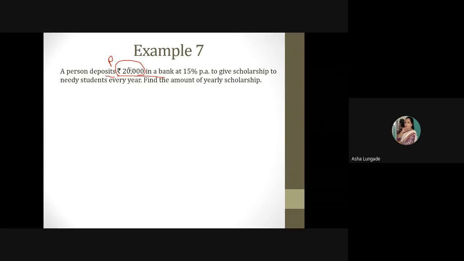It's a P, right? Why? Because it's a one-time deposit. So it's a P. So 20,000 in a bank at 15% per annum, so it's given R, to give scholarship to needy students every year.